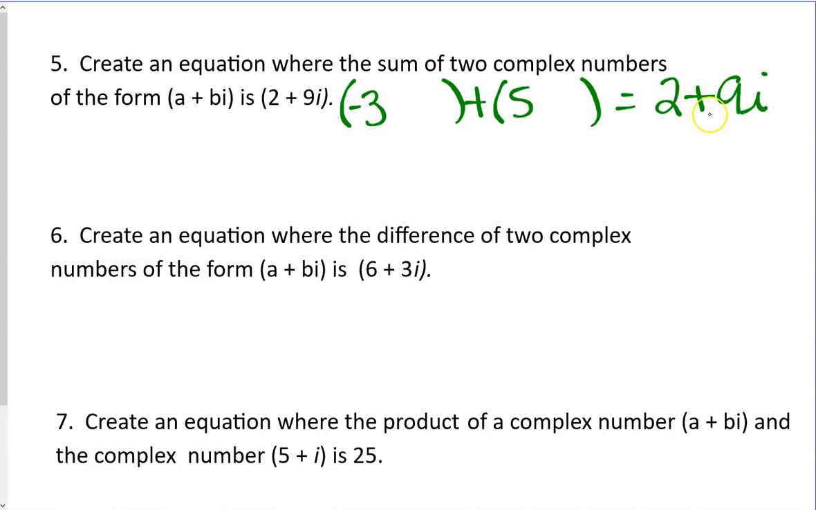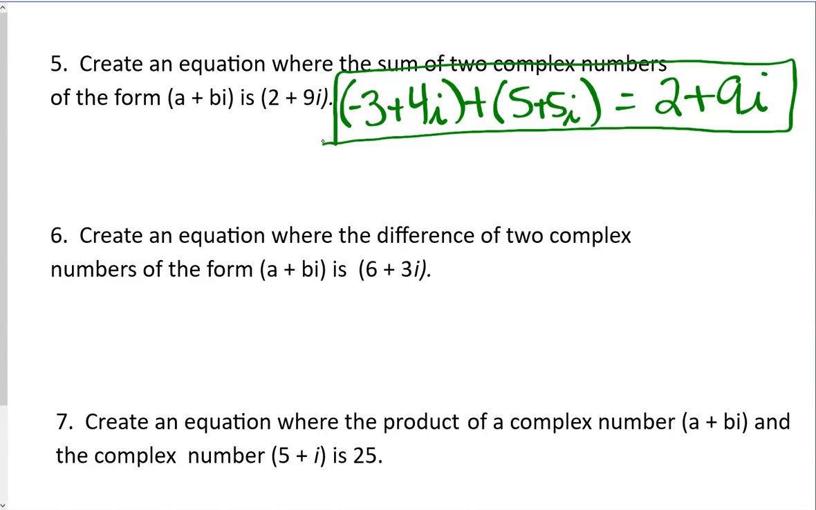All right. 9i, give me 2 numbers that add to give me 9. Okay, well, how about I do 4i plus 5i. 4i plus 5i is equal to 9i. Okay, so this is one answer. There are many, many different answers that you could do. This is just my example. You can make up a different one if you'd like.